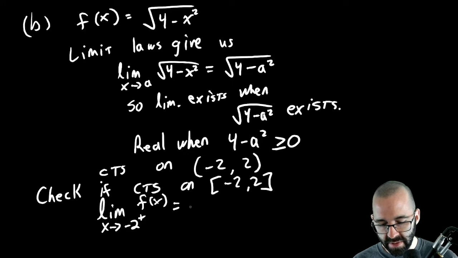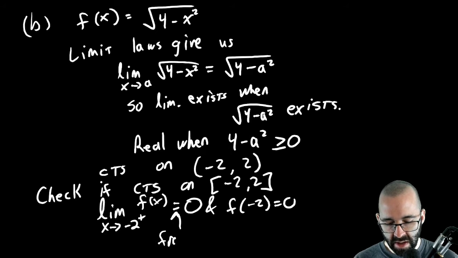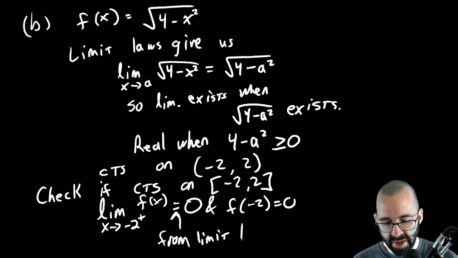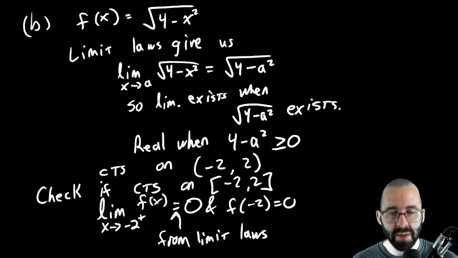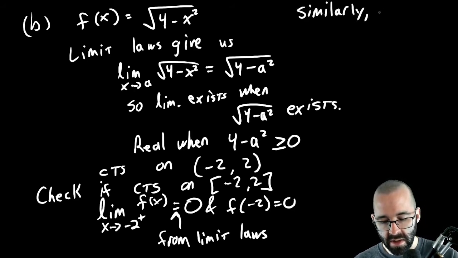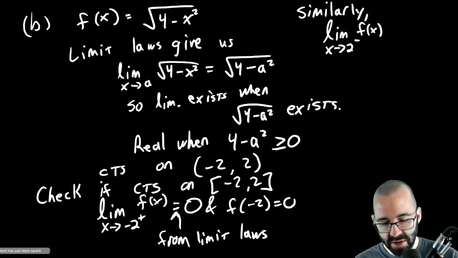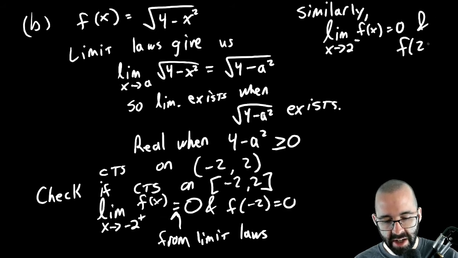This actually, again, by limit laws, is going to give you that this limit equals 0. And again, f of -2 is also equal to 0. This first one is from limit laws, I'm not going to do it all out. And you can do the same thing for the other one-sided limit. So similarly, the limit as x approaches +2 from the left of the function equals 0. And again, the function value at 2 also equals 0.